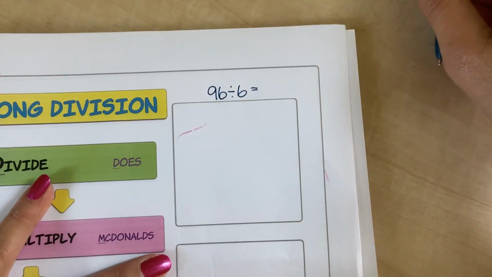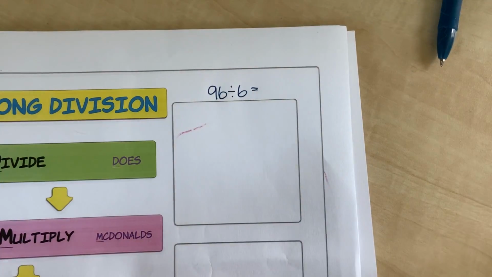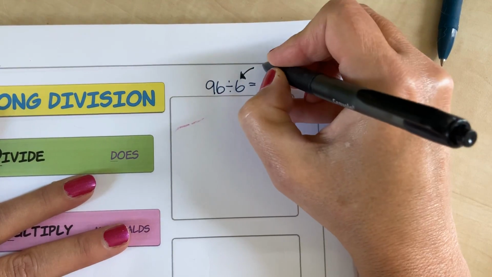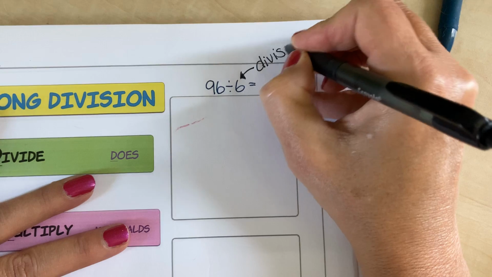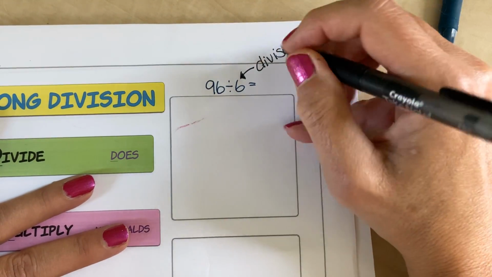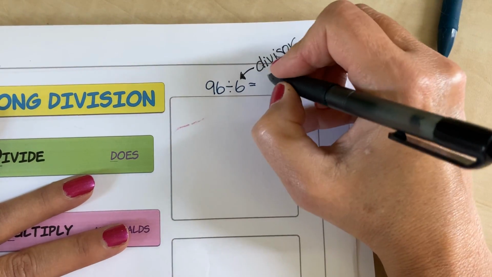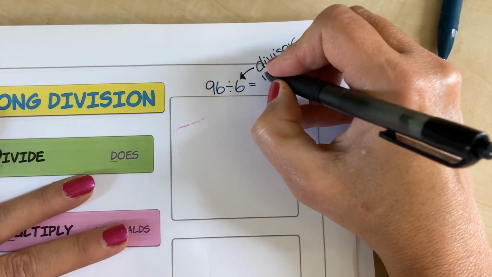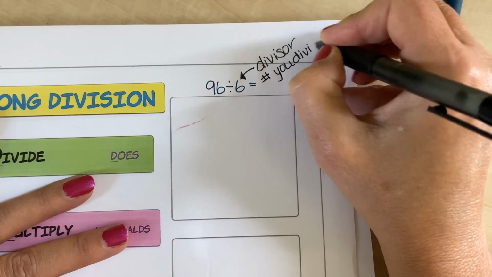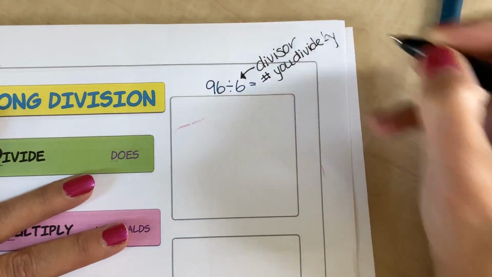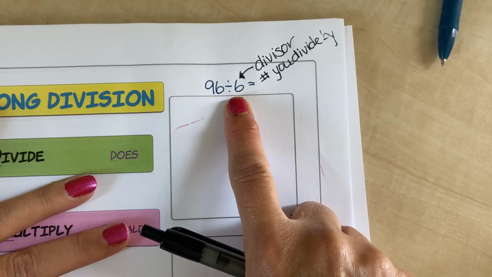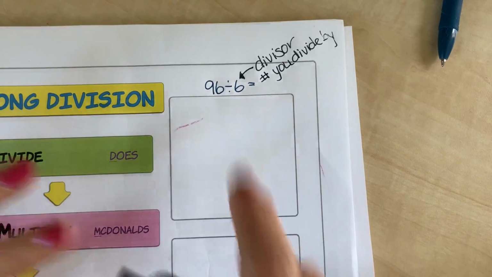What you need to know is that 6 is called the divisor. That is the number you're dividing by, not the number that gets divided. In other words, if I'm putting things into groups, this might be the number of people in a group, or it might be the number of groups, okay?